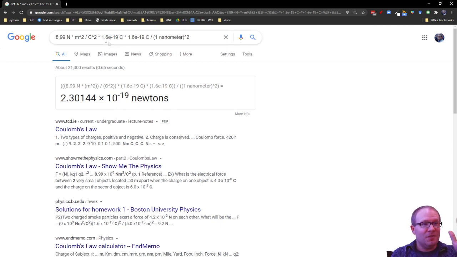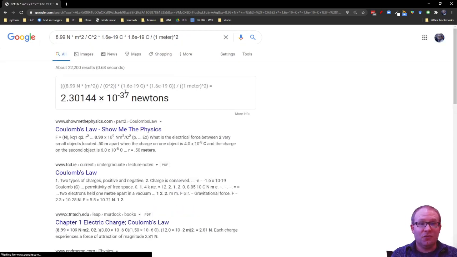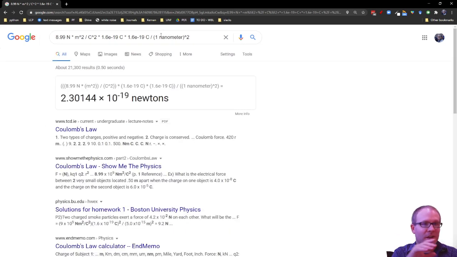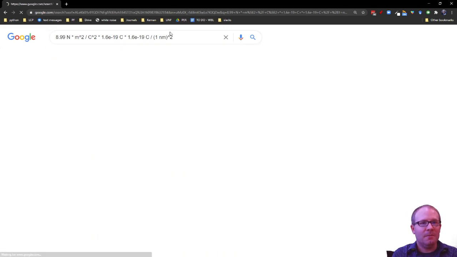It all combined into newtons. I only had 1 newton up here, and the rest had to cancel out, and it took care of all the cancellation for me. It took care of the nano. It knows what nano is, right? Let's suppose we change this to meter instead. That's a drastically different number now, so it knows what nano is. It knows what all your metric prefixes are. I could even write this as a nanometer here.